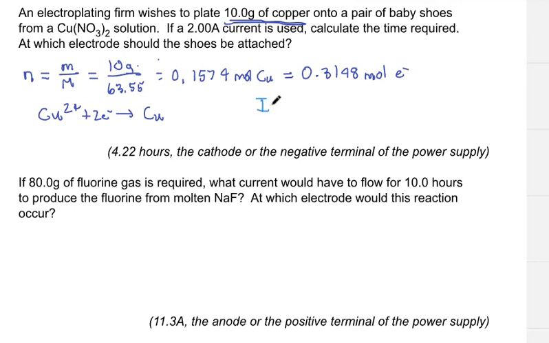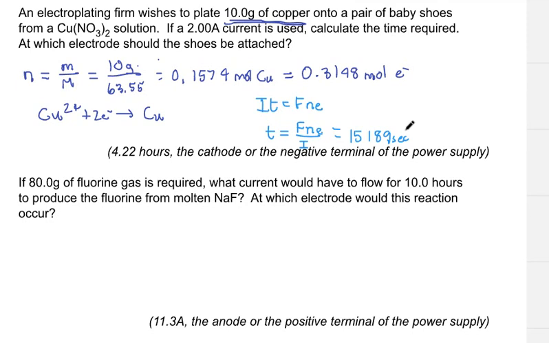Formula starts at IT equals Fe. We're trying to find time, so divide both sides by I, and we get time equals Faraday constant times moles of electrons divided by current. So 96,500 is the Faraday constant times 0.3148 divided by current, which is 2 amps. And we get a time of 15,189 seconds.